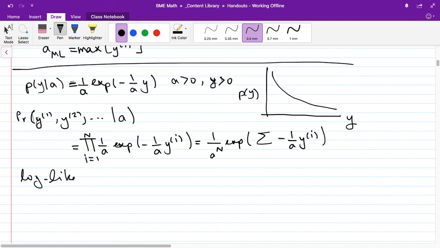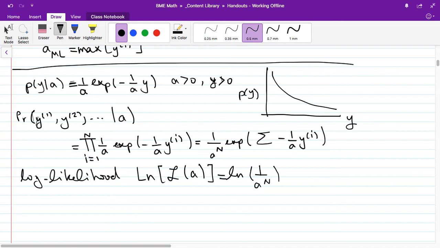So we want to find a that maximizes this expression, and a typical approach is to look at the log of it, and so this is going to become our log likelihood. So the natural log of the likelihood of a, let's see what that looks like. Natural log of something times something else is natural log of the first plus the natural log of the second. So the natural log of this first element is going to become natural log of 1 over a to the n, plus natural log of an exponential is just going to be the sum of minus 1 over a y_i.